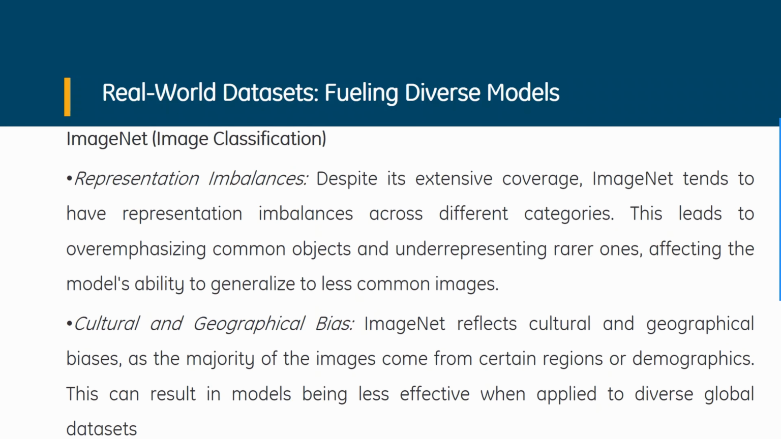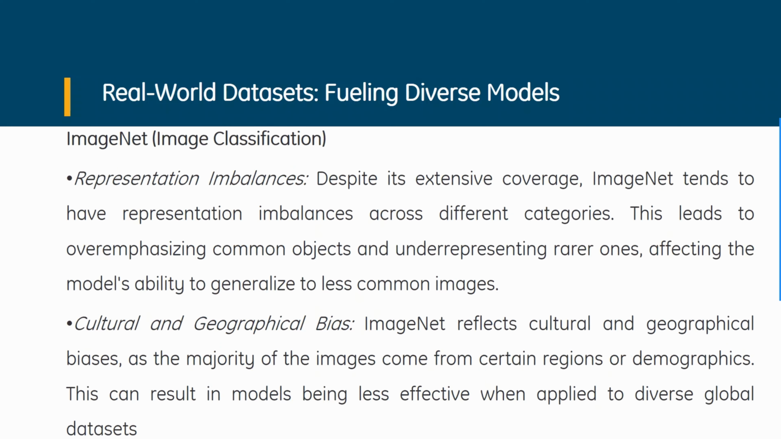Next, we have ImageNet, which is used for image classification. Representation imbalance: despite its extensive coverage, ImageNet tends to have representation imbalances across different categories. This leads to overfitting on common objects and poor understanding of rare ones, affecting the model's ability to generalize to less common images.